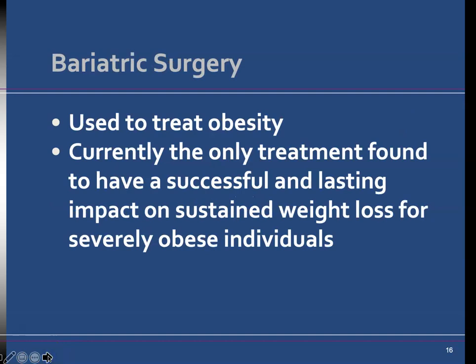And then we have bariatric surgery, which is used to treat obesity. It's currently the only treatment found to have a successful and lasting impact on sustained weight loss for severely obese individuals.